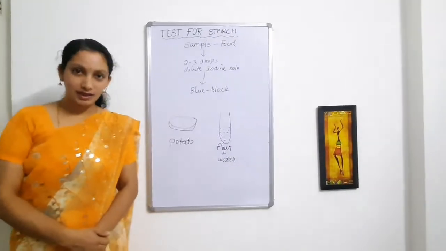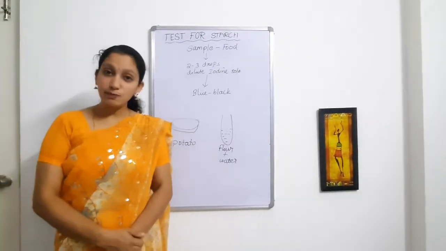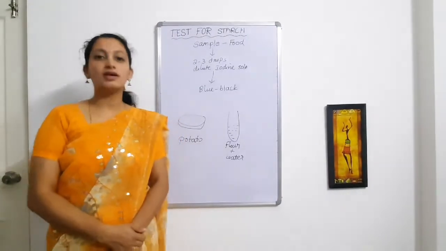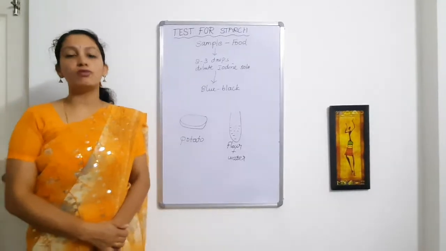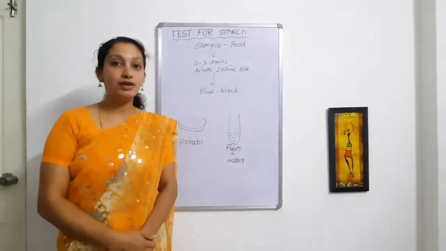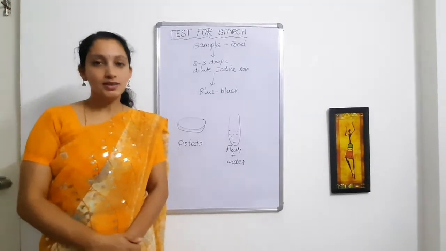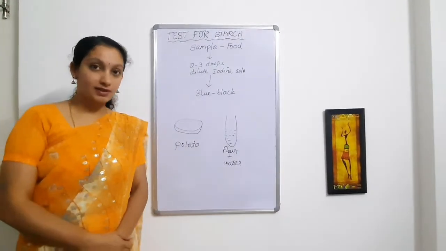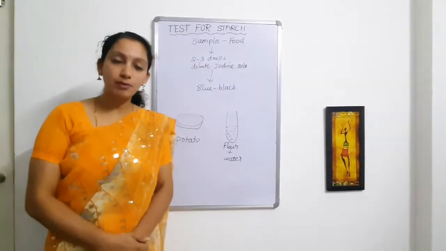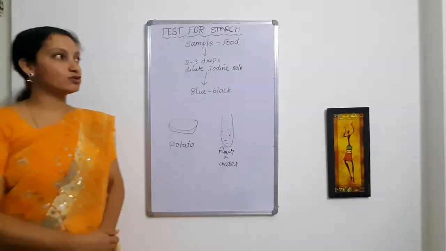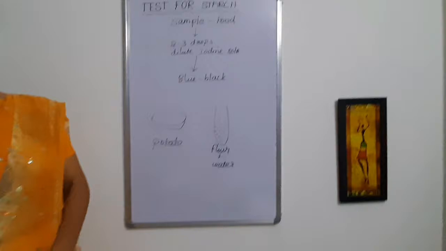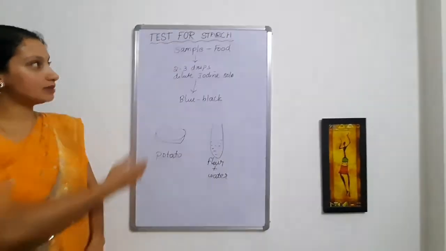So you all remember when a plant is producing food by photosynthesis, it is producing in the form of glucose, and the extra food will be stored in the form of a complex carbohydrate called starch in different parts of the plant, right? So here we are going to test whether the starch content is there in different parts of the plant. Today we are doing the test with potato and wheat flour. How this test is done, the steps are written here.